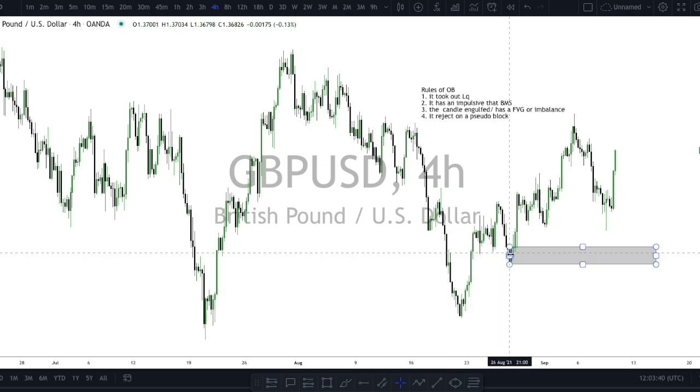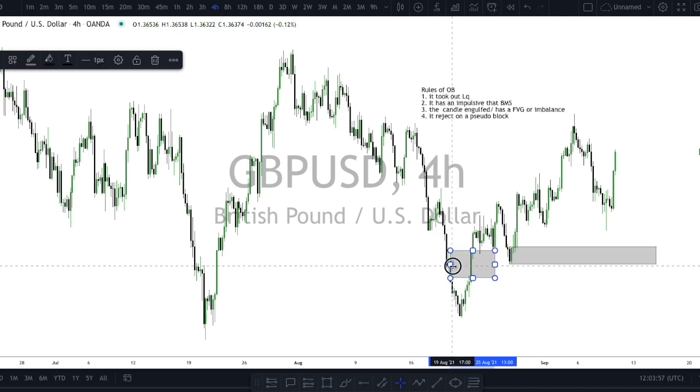Number 3, the candle engulfed. This candle did not really engulf, so that number 3 rule is not there, or it doesn't have a fair value gap in it. And number 4, it is rejecting on a pseudo block. So what is that pseudo block here? We have a fair value gap here, or much more, we have a breaker block here.